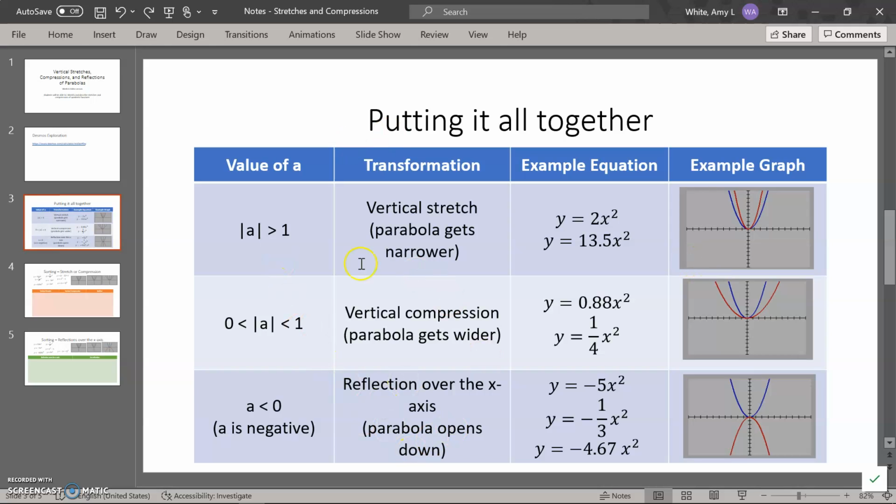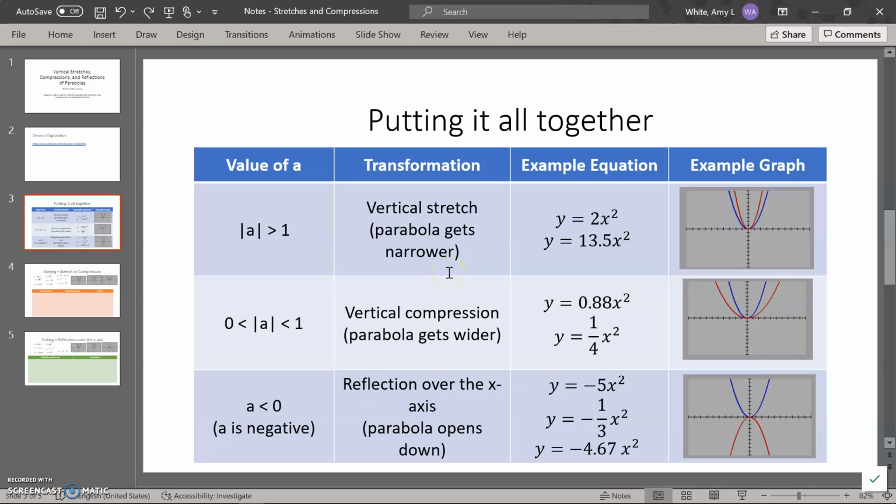And then, in addition to those top two lines, we look, is A negative? When A is negative, we say that we have a reflection over the x-axis. And you can see how now our red graph is going down. And the reflection does not have to do with if it's a stretch or a compression. You can have a reflection and no stretch or compression. You could have a reflection and a stretch. You could have a reflection and a compression. So we have to look for those two things separately.